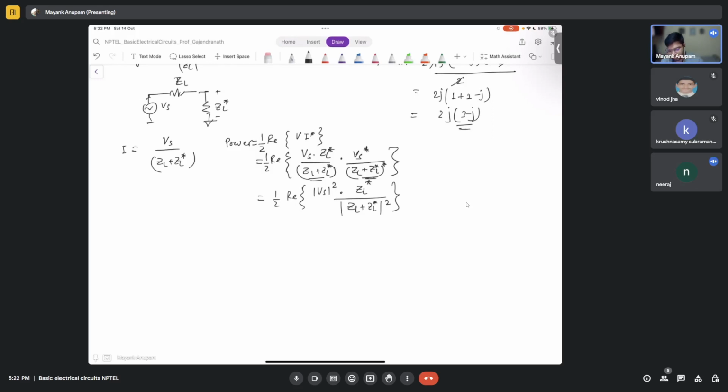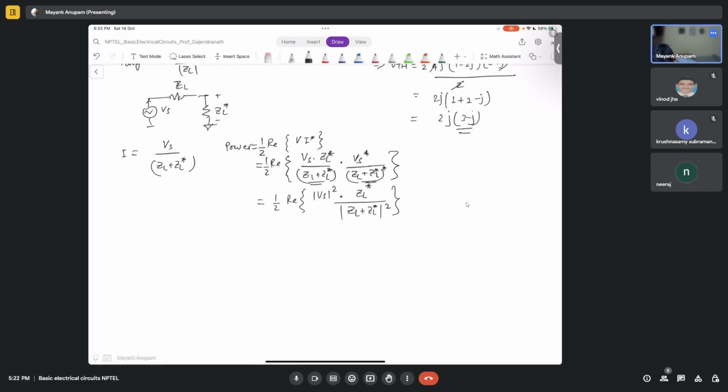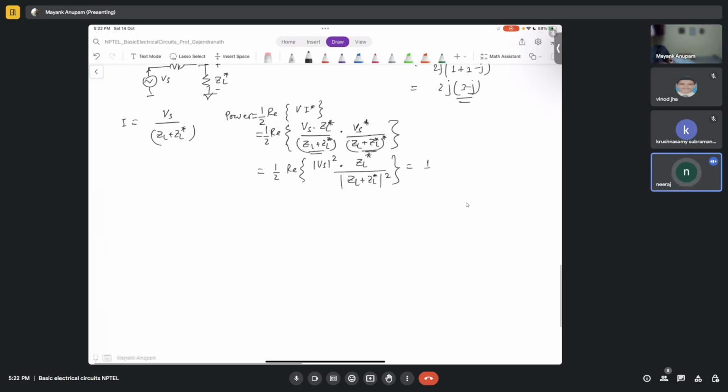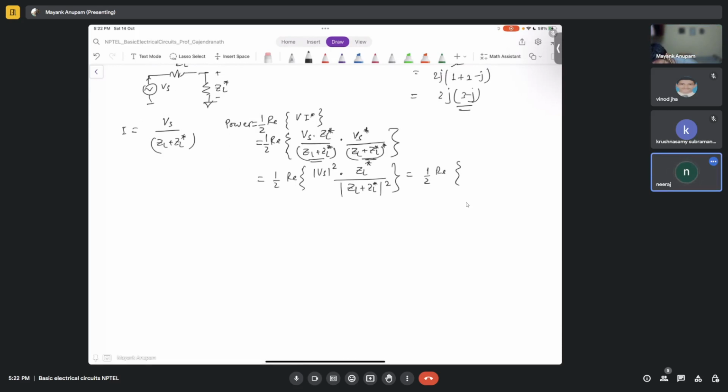Since ZL and ZL conjugate have the same magnitude, basically this will become a real part of ZL, right? Come on, tell me what will be the value here? Since Vs square is anyway real now, you can as well take it out of the real part here. It becomes ZL conjugate divided by ZL plus ZL conjugate the whole square. How much will this be?